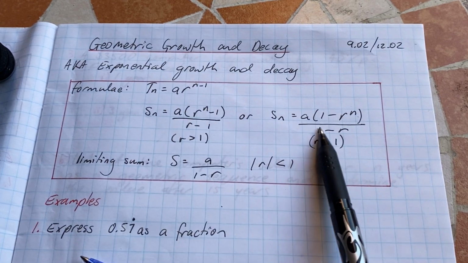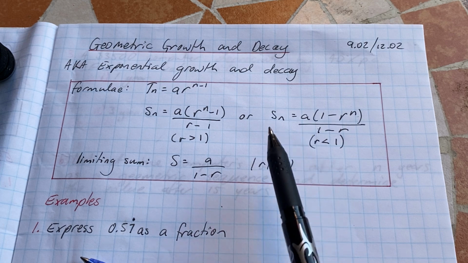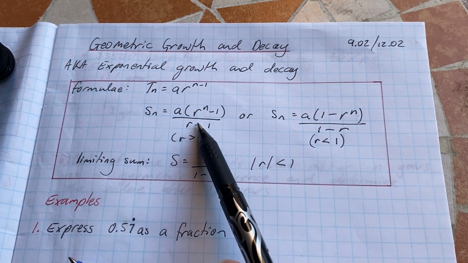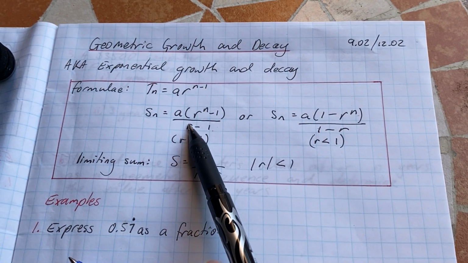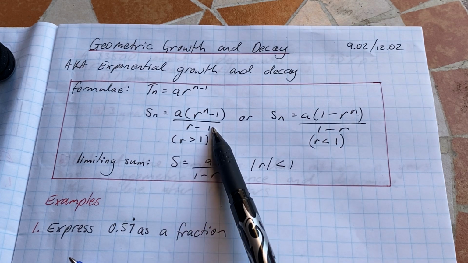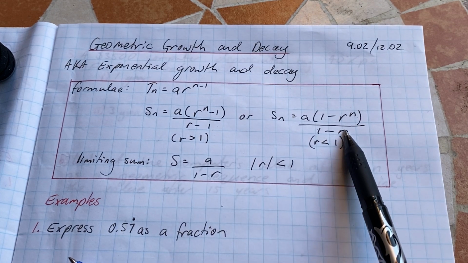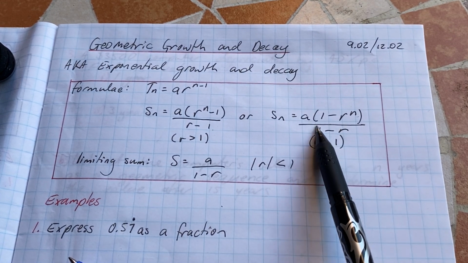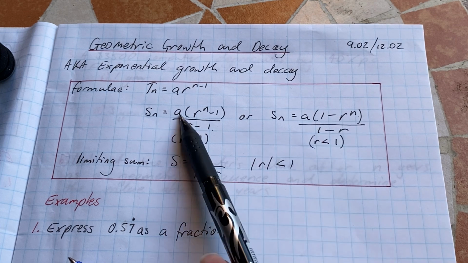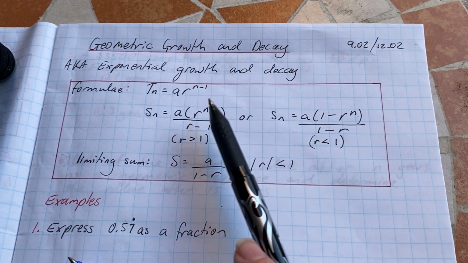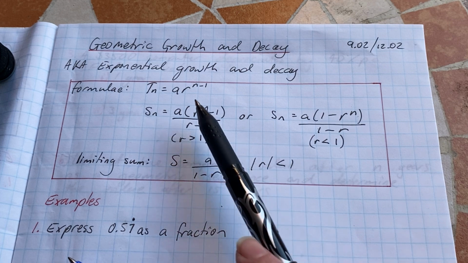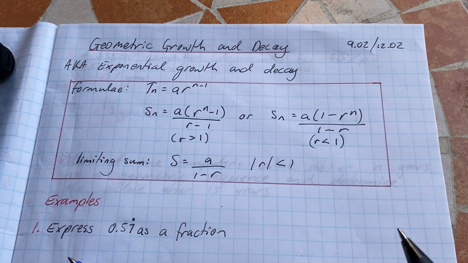This formula is exactly the same formula. It's just useful if the denominator is a positive number. So if r is bigger than 1, you get a positive number. If r is less than 1, using this one gives you a positive number, but it's the same formula. Technically, you can use either formula. They will both give you the same answer.